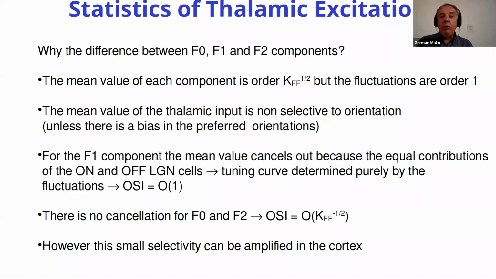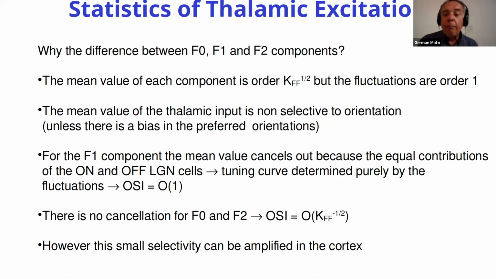Now, the mean value is not selective to orientation unless there is a bias in the preferred orientations. But for the F1 component, the mean value cancels out because of the equal contributions of the on and off LGN cells. So the tuning curve is determined purely by the fluctuations. And the fluctuations are all the same order, so the OSI will be order 1.